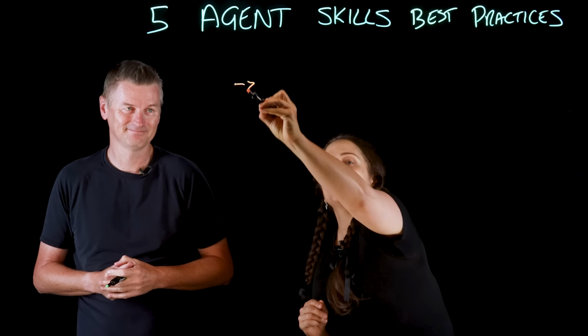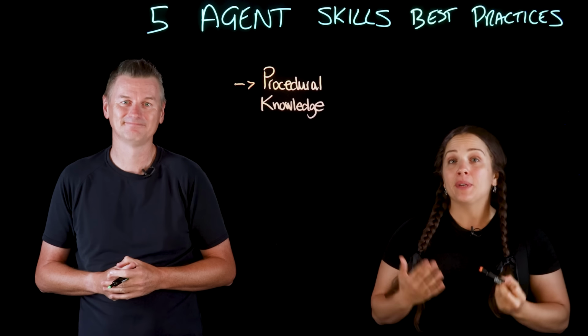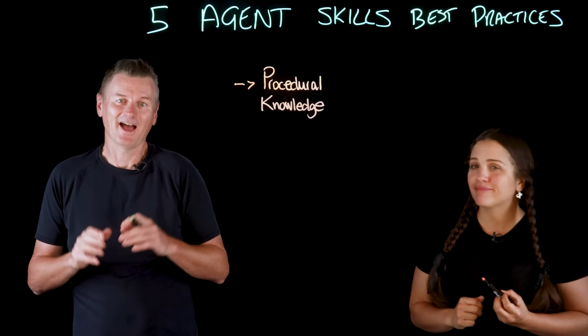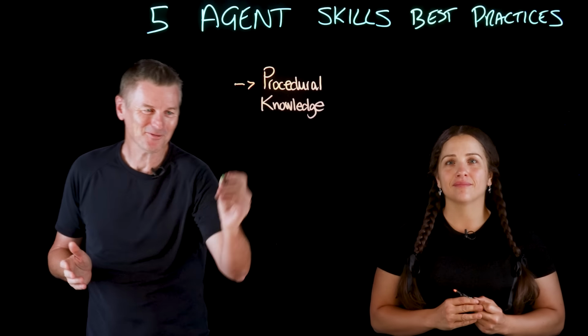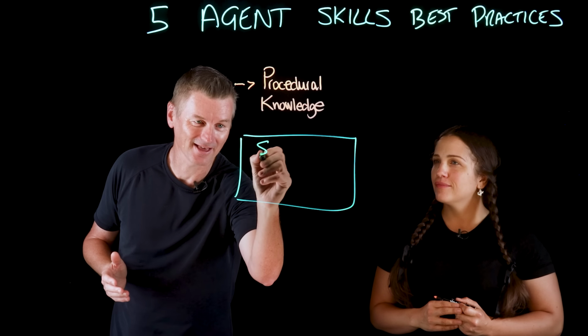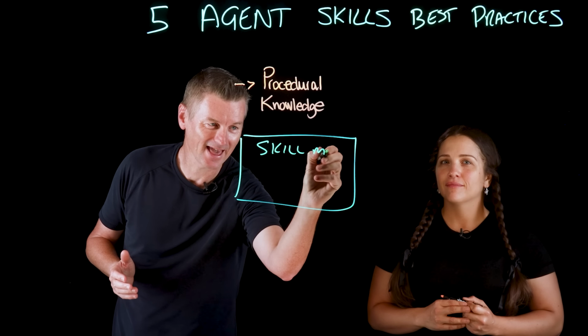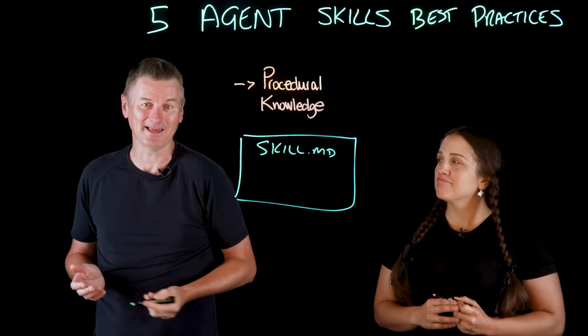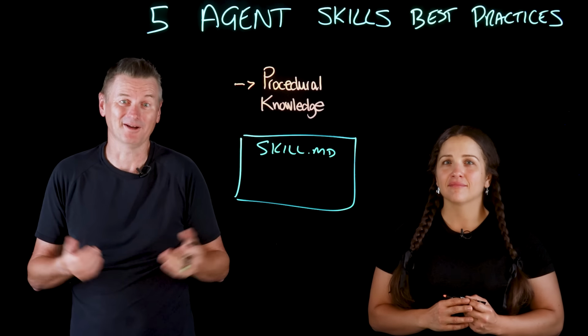It's procedural knowledge handed to an AI agent. The model already knows plenty of facts, but what it doesn't know is your particular way of doing a particular job, so a skill teaches it that. And the format for this, it's almost comically simple. It is basically just a skill.md file, so MD markdown, in a folder.